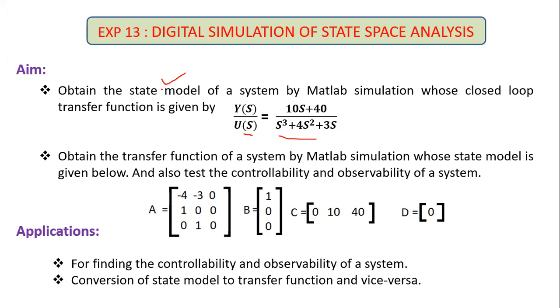X dot equal to Ax plus Bu and y equal to Cx plus Du. These two equations we call the state space model: the state equation and the output equation. That is the first case.